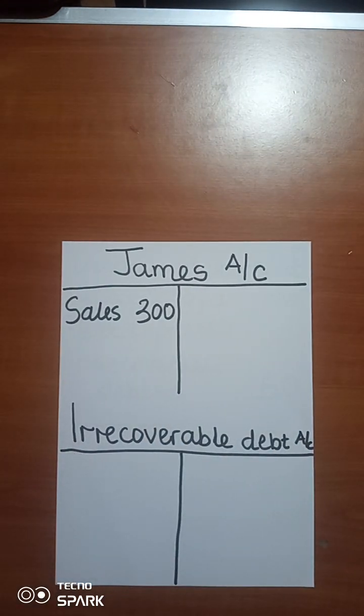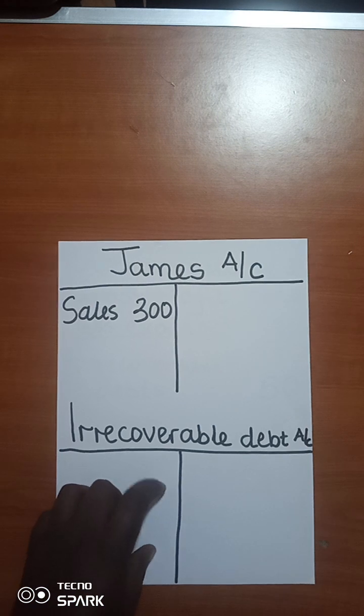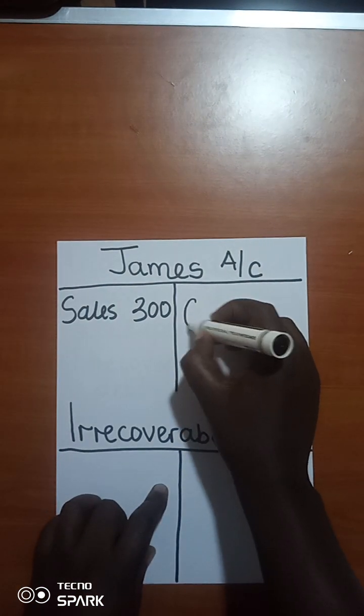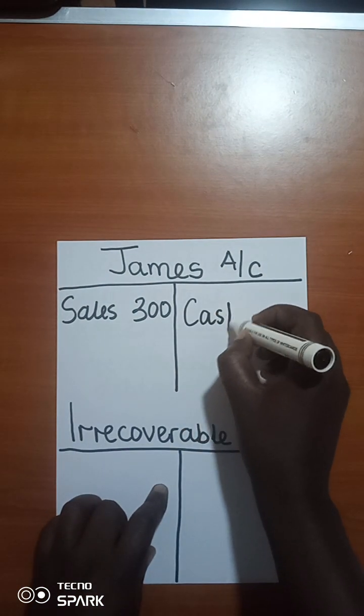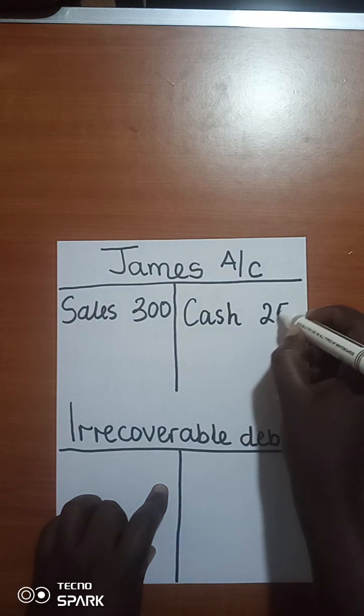Then on January 10, James pays 250. So what is going to happen here? Yes, that's correct. The 250 is going to reduce the amount of 300 on the debit side. So we record on the credit side: cash 250.